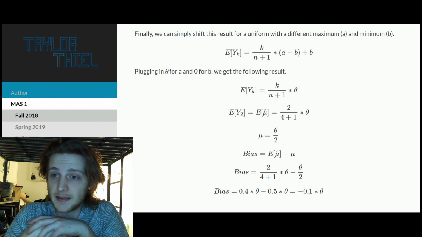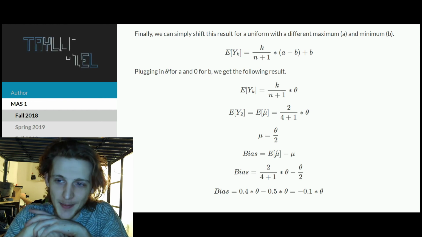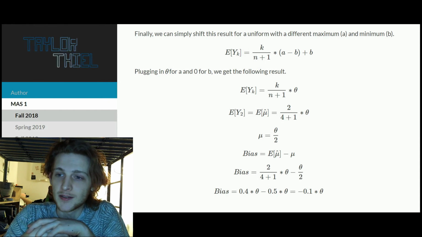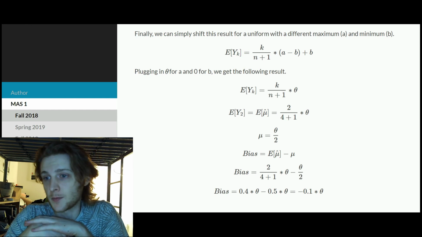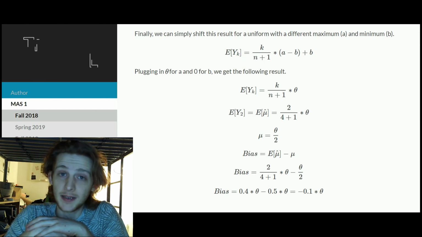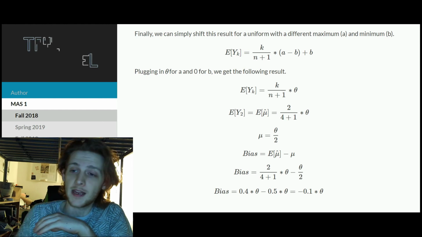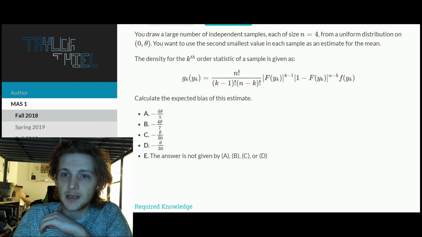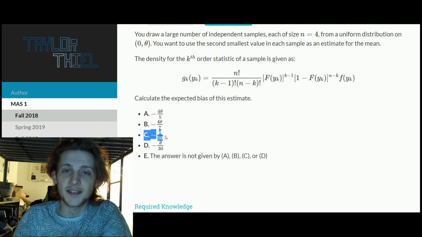Finally, knowing that bias is the expected value of mu hat minus mu, we do that: 2/5 of theta minus 1/2 of theta gets you negative 0.1 of theta. And scrolling up, that's going to be C. So C is our final answer.